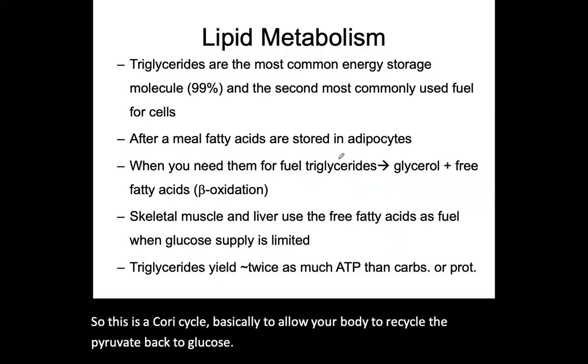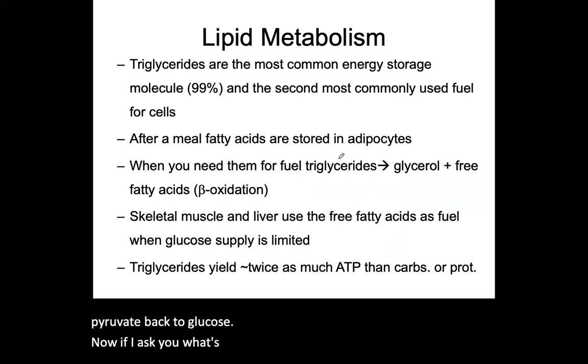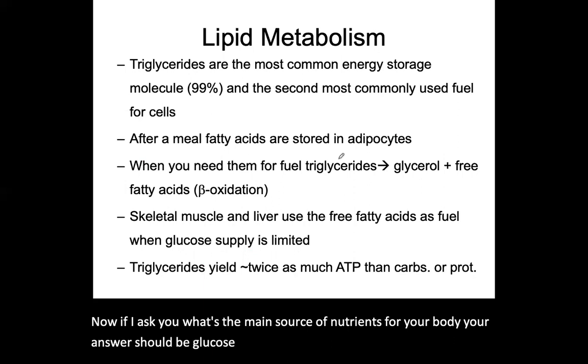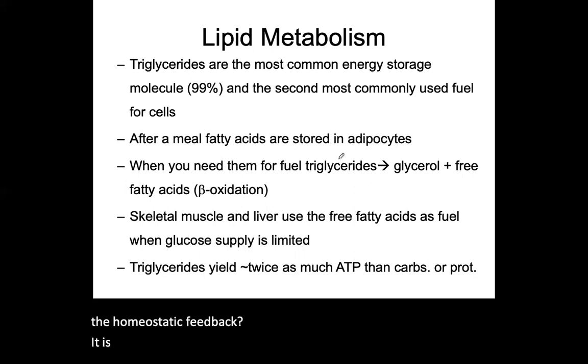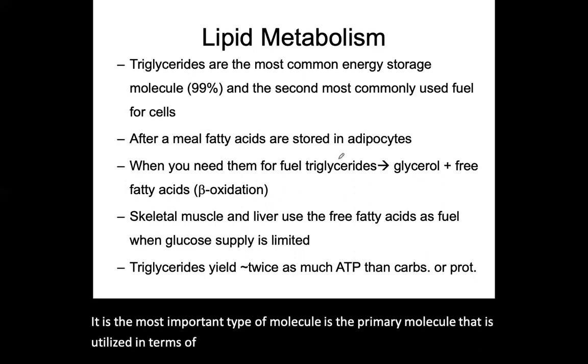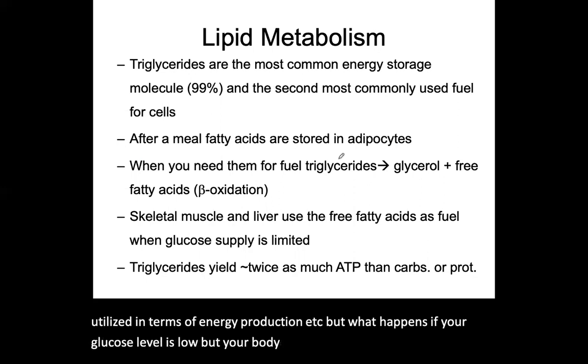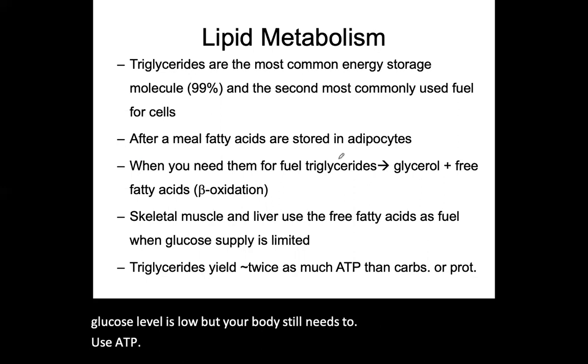Now, if I ask you what's the main source of nutrients for your body, your answer should be glucose, right? Because you maintain glucose, it's part of the homeostatic feedback. It is the most important type of molecule. It's the primary molecule that is utilized in terms of energy production, etc. But what happens if your glucose level is low, but your body still needs to produce ATP? So the second source of energy for your body is lipids.